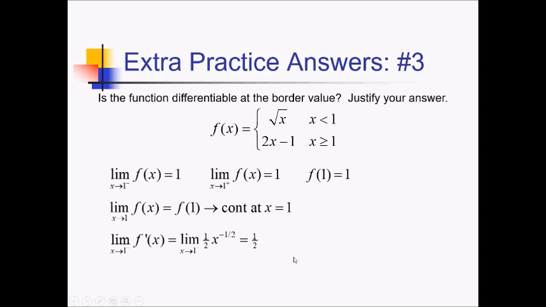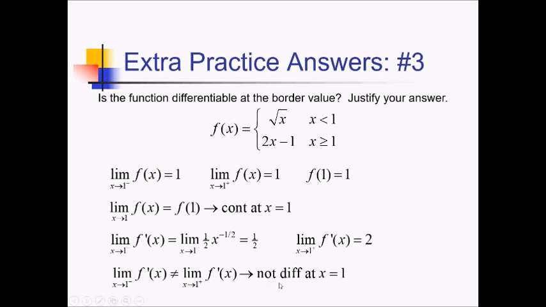And now let's check out the right side limit of f prime. That's going to be, let's see, just the derivative of this, which comes out to 2 no matter what. That doesn't match up with the left side limit, though. So that means our function is not differentiable at x equals 1.